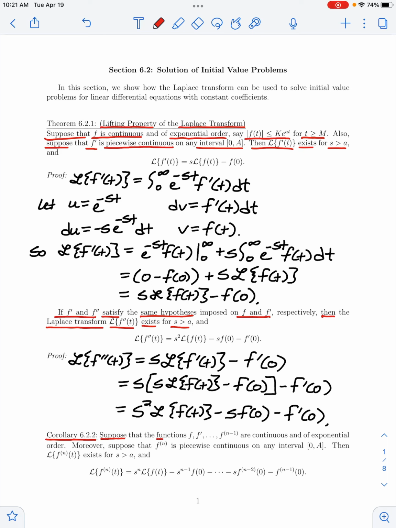And it says if we suppose that the functions f prime up through the n minus first derivative are all continuous and of exponential order, and if we suppose that the nth derivative is piecewise continuous on any interval from 0 to a, then the Laplace transform of the nth derivative of our function exists for some values of s, and the Laplace transform of the nth derivative of a function is given by s to the n times the Laplace transform of f, minus s to the n minus 1 times f of 0, and so on, up through minus s times the n minus second derivative at 0, minus the n minus first derivative at 0.